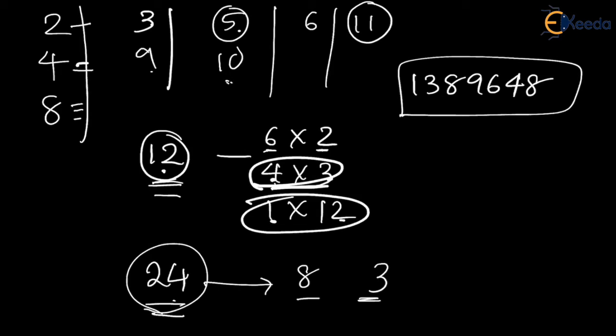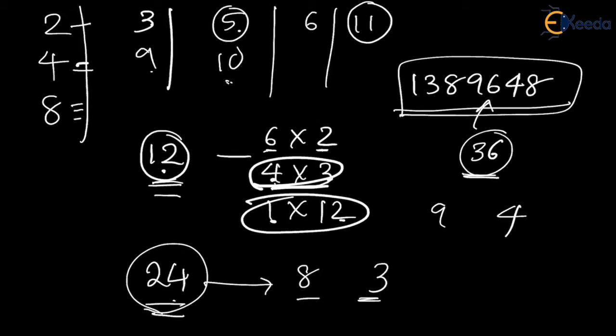I hope everybody is getting it. So you can even try 36. Is this number divisible by 36? How will you check it? If it is 36, what are the co-prime factors of 36? Think of it. Yes, correct. It is 9 and 4. So if this number is divisible by 9 as well as by 4, it is definitely divisible by 36. I hope everybody is clear with this.